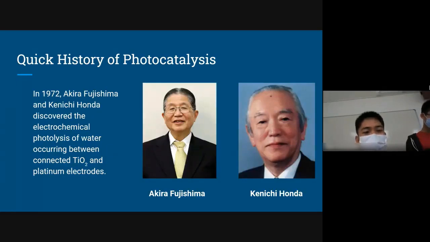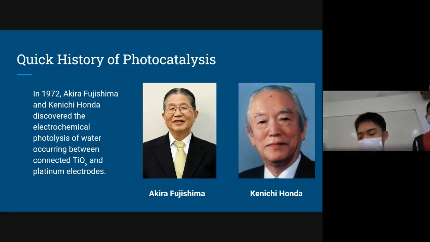Okay, so I think this is when the breakthrough happened. Two Japanese scientists, Akira Fujishima and Kenichi Honda, discovered the electrochemical photolysis of water when they shone UV light on titanium dioxide. The interesting thing that they found out was that the electrolysis did not take place but it only took place with light. And what's interesting is that it splits water into both hydrogen and oxygen gas, and that will have implications further on.